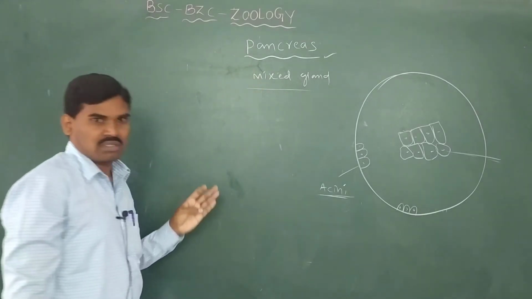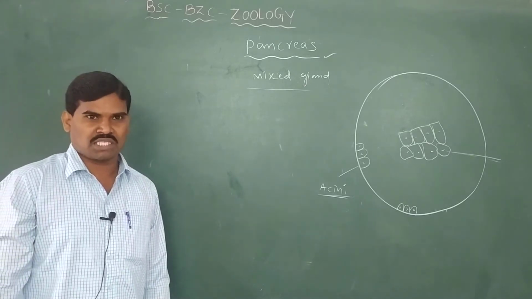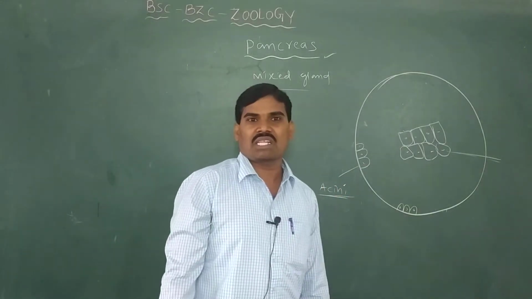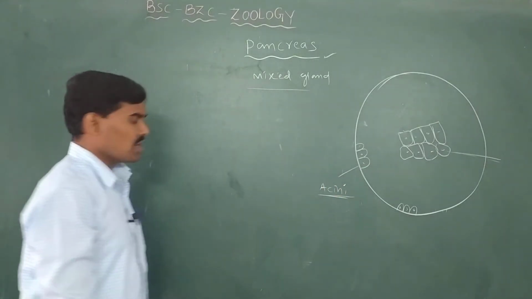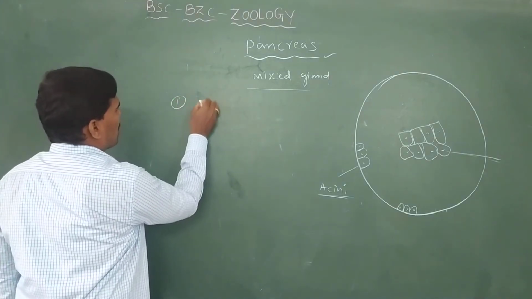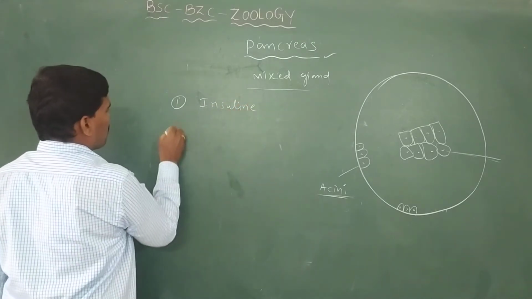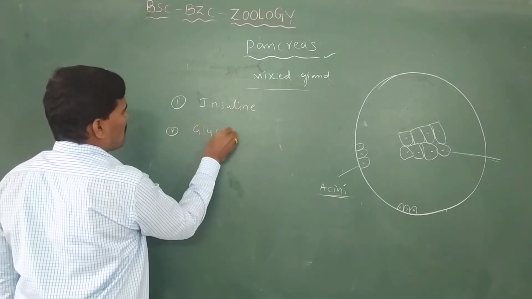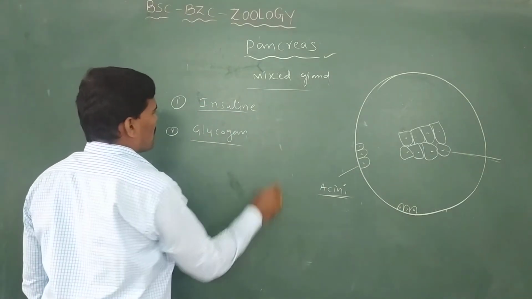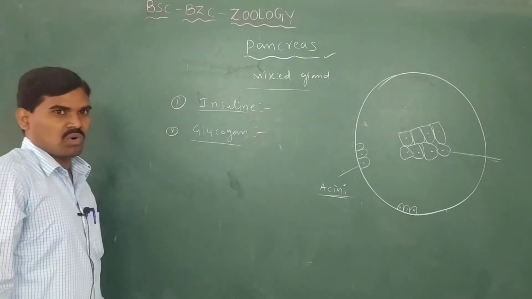The cells are alpha cells, beta cells and F cells, which are somatostatin cells. Mainly the alpha cells and the beta cells matter. The pancreas secretes two types of hormones. The first is the insulin hormone. The second is the glucagon hormone. Insulin hormones and glucagon hormones.